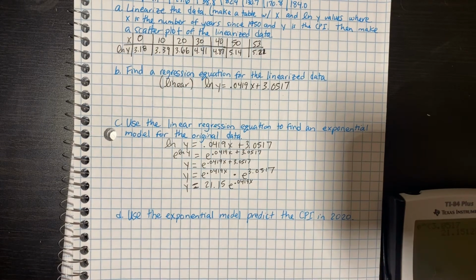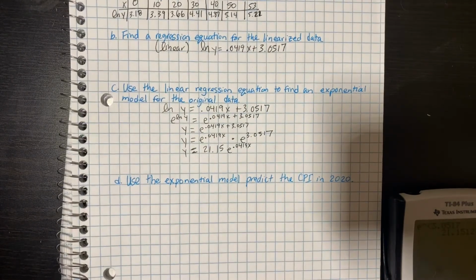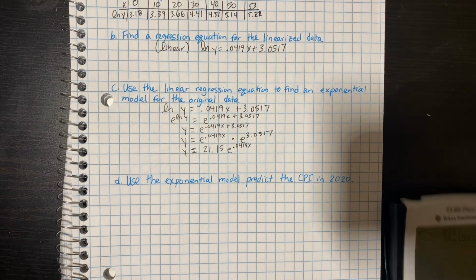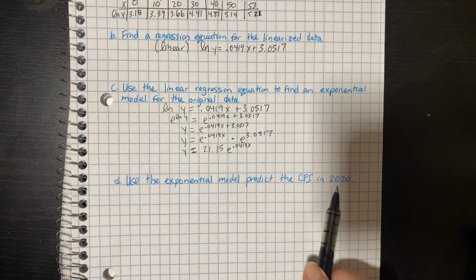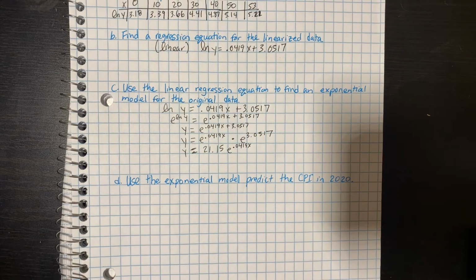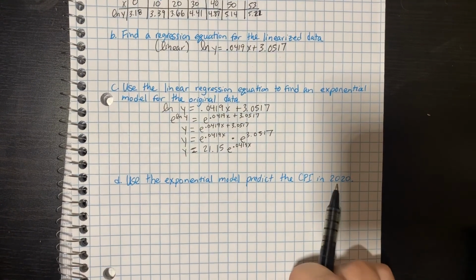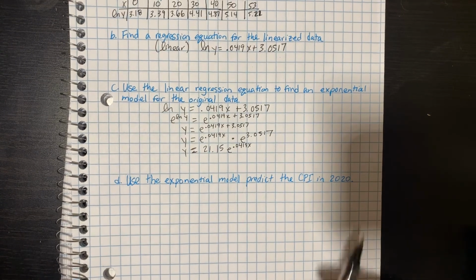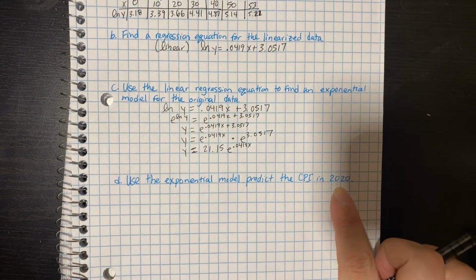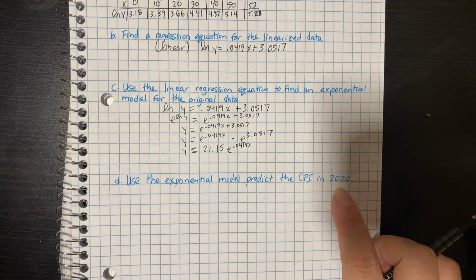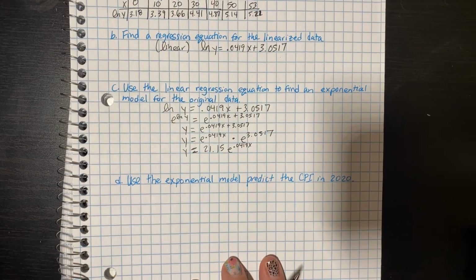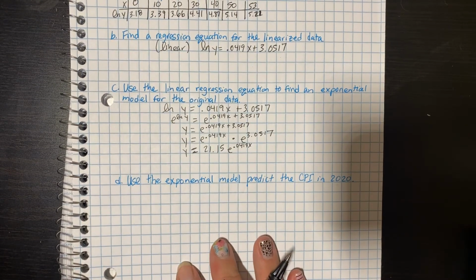Okay. Last question says, use the exponential model to predict the CPI in 2020. I find this always so funny when we have math books that catch up to the year we're living in. Okay? So whenever this book was written, 2020 probably seems so far away. And here we are, living in it. All right, so we need to find out what year 2020 is.